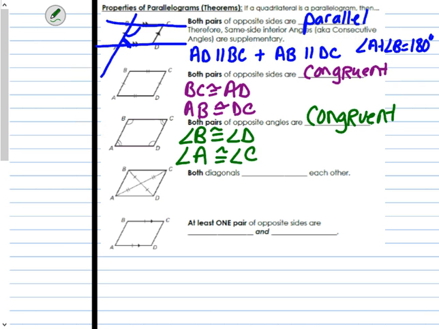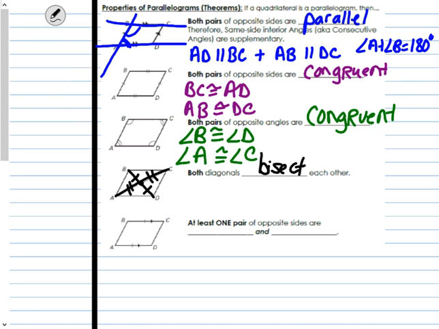If a quadrilateral is a parallelogram, then both diagonals bisect each other. That means to cut in half perfectly, not just to divide up, but to cut in half perfectly. So as you can see, if I were to put a point right here, from B to the point is congruent to D to the point. So they are bisecting each other, they're cutting each other in half. And the same thing, AC is being cut in half. So A to the point is equal to C to the point.